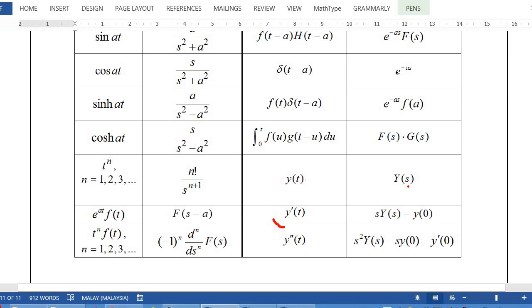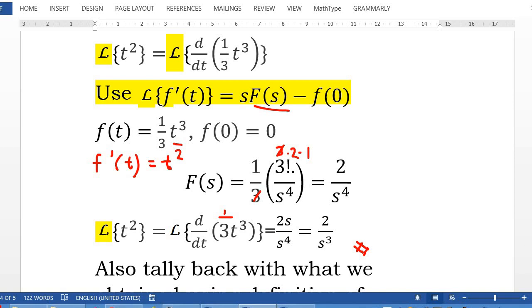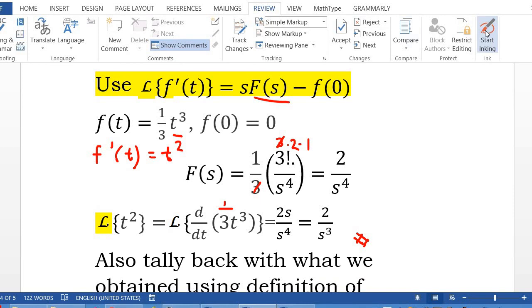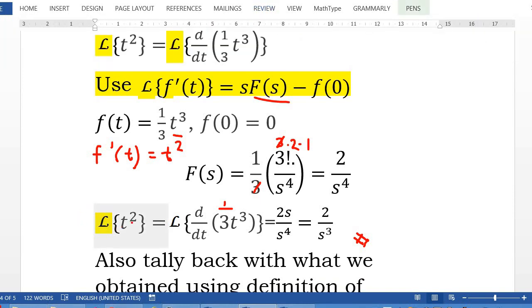The Laplace transform for y(t) is Y(s). The Laplace transform for y prime of t is s Y(s) minus y(0). The Laplace transform for the second derivative is s squared Y(s) minus s y(0) minus y prime of 0. And here we purposely want to show that the Laplace transform for t squared is equal to the Laplace transform for the first derivative of 1/3 t cubed. Differentiating 1/3 t cubed, you get t squared.